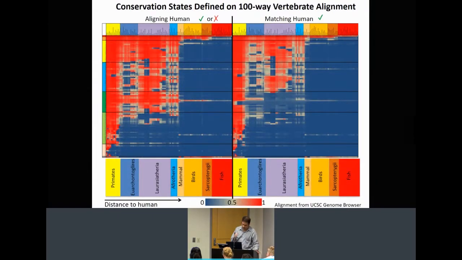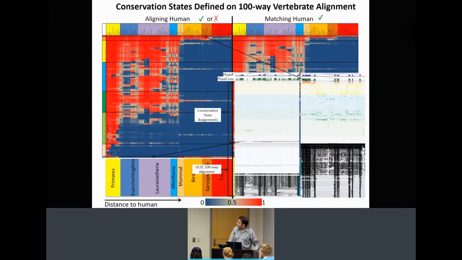So now this is showing you actual data. This is the application of this modeling approach to the 100-way vertebrate alignment. And what you see on the left is the probability that a species aligns to the human reference. So that's the probability of the check or X observation, or 1 minus the indel gap observation. And on the right side is the probability of matching. So red corresponds to a greater probability, blue corresponds to a lower probability, and then the columns are ordered based on the major clades and their distance to human, and then the individual columns are different species.